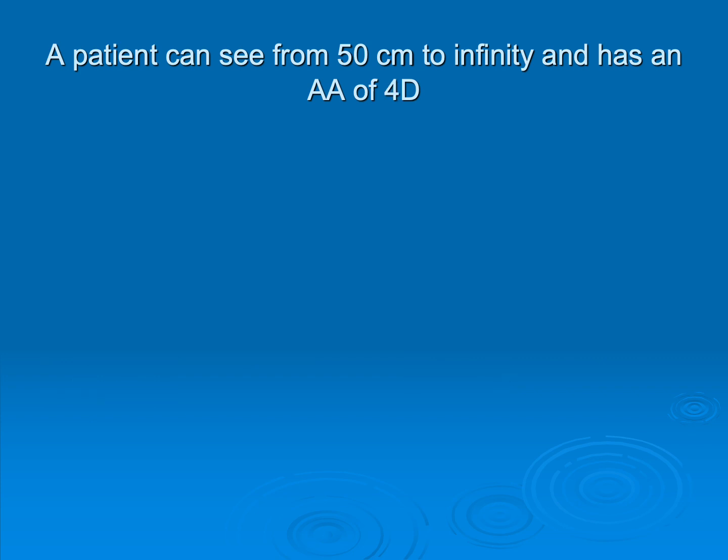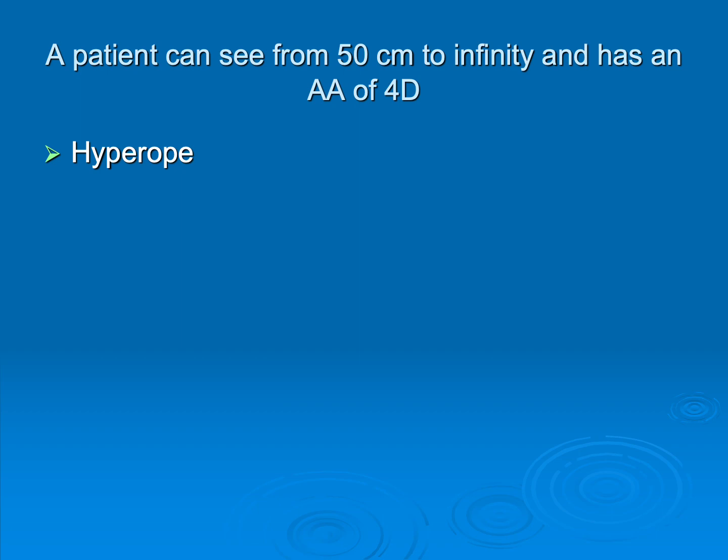So here we've got a patient that can see 50 centimeters to infinity, and they've got an amplitude of 4. So the 50 centimeters, which would be 2 diopters, does not equal the 4 diopters. So we're not dealing with a unicorn here. We're dealing with your run-of-the-mill hyperope. So that is our step 1. We've got that figured out.